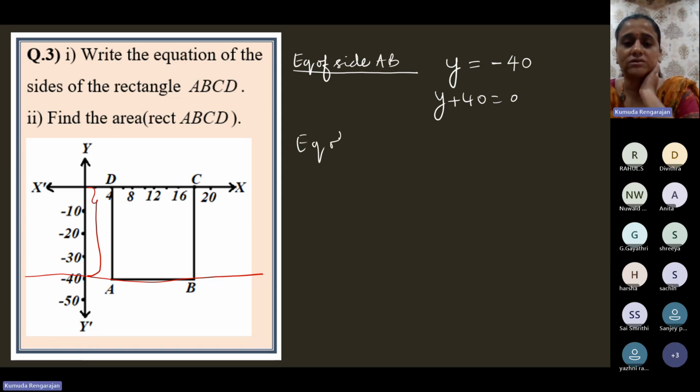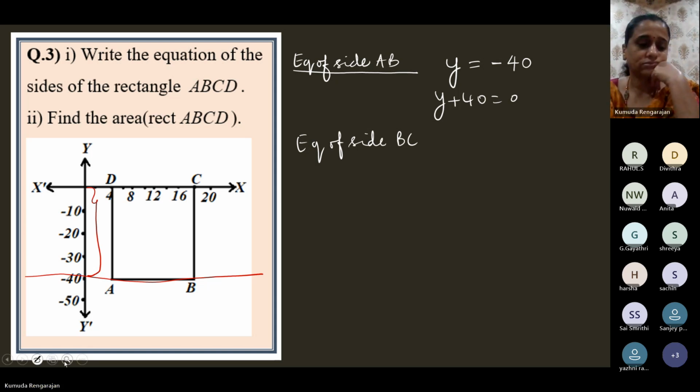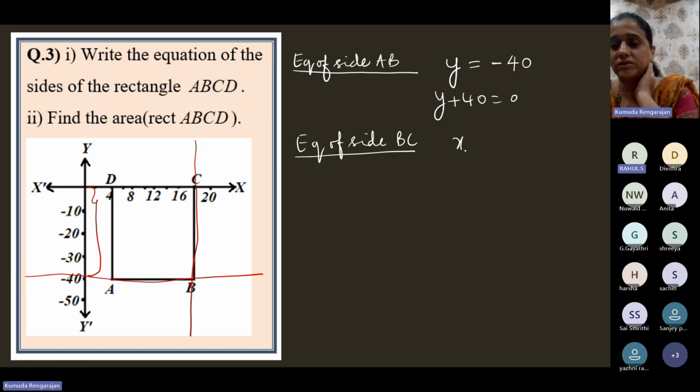Equation of side BC. Tell me, BC is parallel to which axis? X or Y? Y-axis. So its equation will be of the form? X is equal to some number.